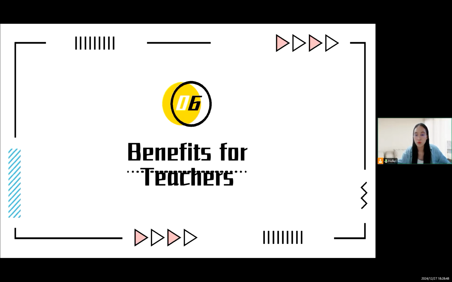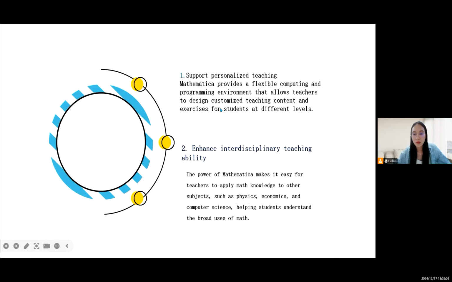And let's move to the benefits for teachers. Actually, mathematics is good to both teachers and students. Here I just talk about the benefits for teachers. The first one is supporting personalized teaching. Mathematics provides a flexible computing and programming environment that allows teachers to design customized teaching content and exercises for students at different levels.